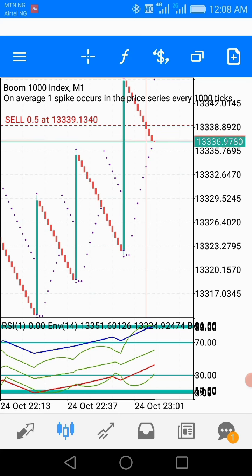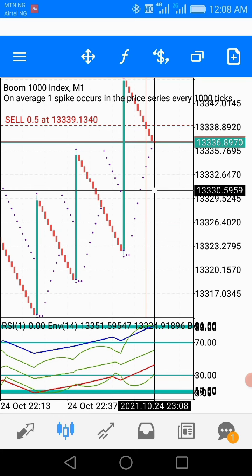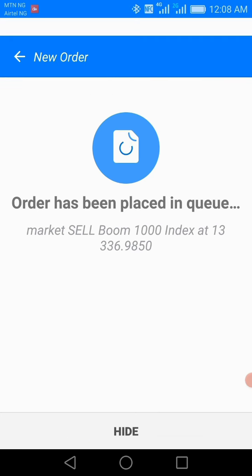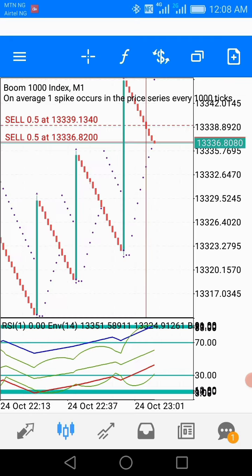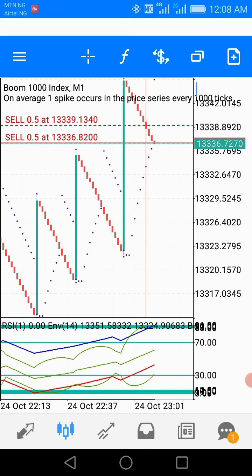Okay, yes, the condition for a second trade just met now. The parabolic SAR just introduced, so we're going to take one more trade. Yes, we're going to take one more trade. Okay, I'm going to take one more trade. Yes, so this is where we took the second trade.